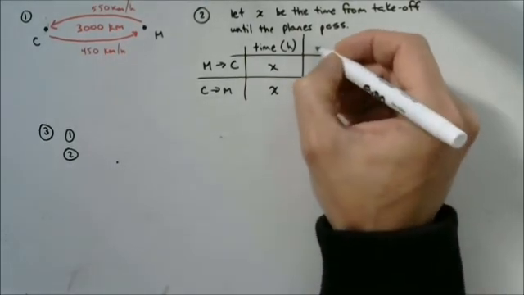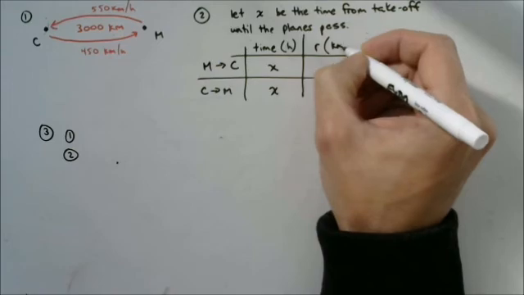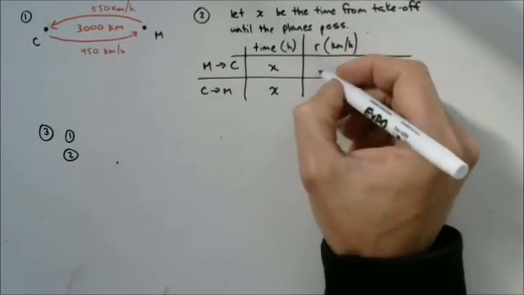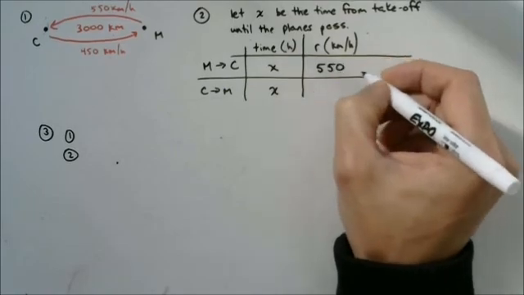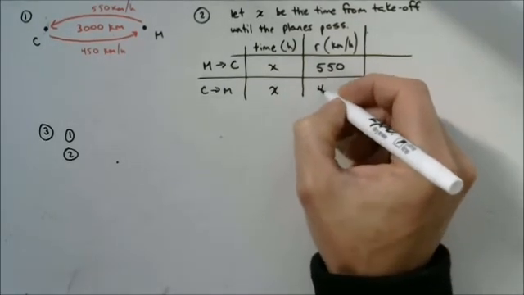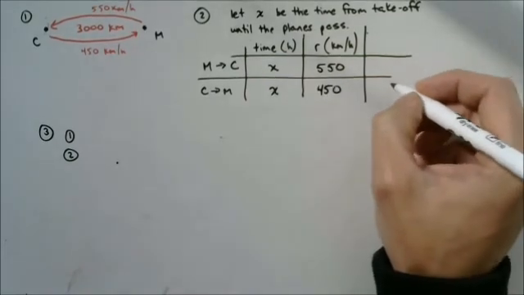We also know the rate. And for both of them, that's given in kilometers per hour. From Montreal to Calgary, that plane is 550 kilometers per hour. From Calgary to Montreal, 450.